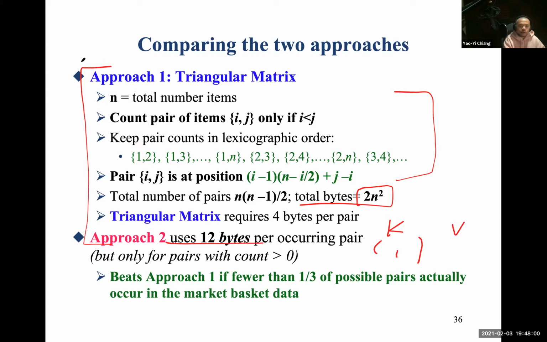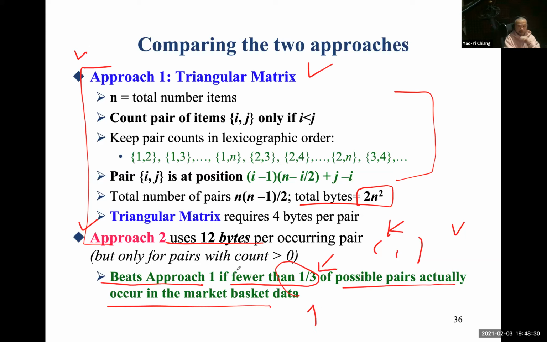So there's no best approach, but your approach 2 will be able to beat approach 1 if fewer than 1/3 of the possible pairs actually occur in your baskets, right? But if most of the pairs occur in your baskets, then you should use the triangular matrix. If fewer than a third, then you can use the second method, because it's more expensive for each counter.